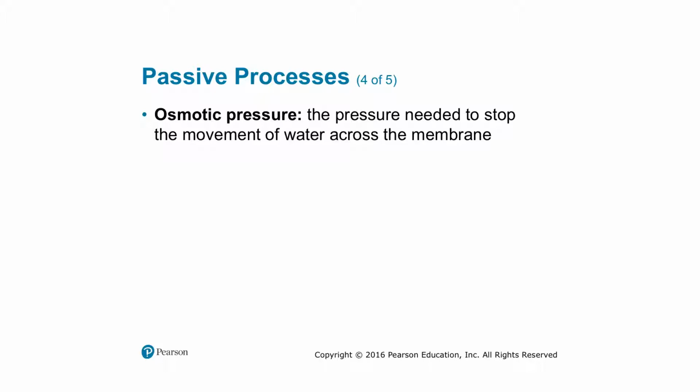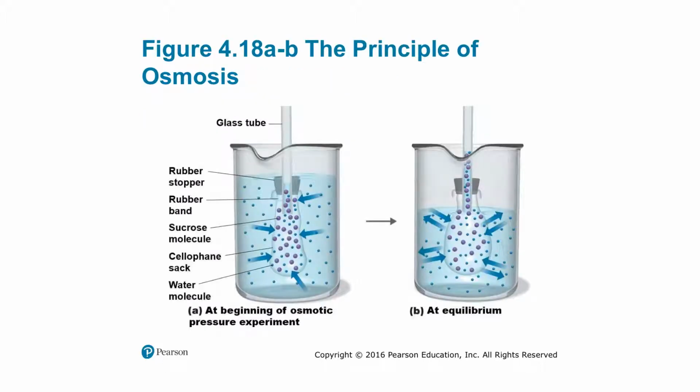Osmotic pressure is the pressure needed to stop the movement of water across a membrane. And so here you can see this, and you might have done this in lab, depending on where you took biology. At the beginning of an osmotic pressure experiment, the bag in there, that selectively permeable membrane, is not full of water yet. And so as you continue, you'll see that glass tube fill up with water and solutes, because the water is going to start to push into it because of the more solutes that are in there.